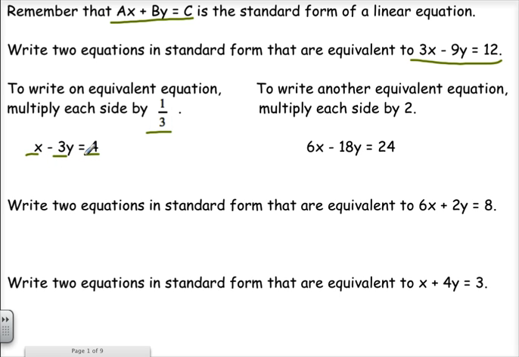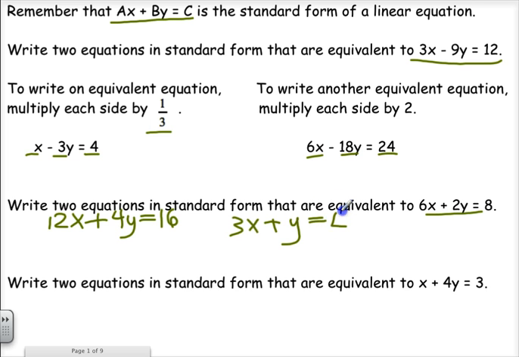And I actually think this is easier, just multiplying by 2. You end up with 6x minus 18y equals 24. So the same sort of thing. If I were to do this for this problem here, if I multiply both sides by 2, it's now 12x plus 4y is equal to 16. If I multiply everything by 2, these are equivalent equations. They are equal to each other. And then if I divide both sides by 2, I end up with 3x plus y is equal to 4.